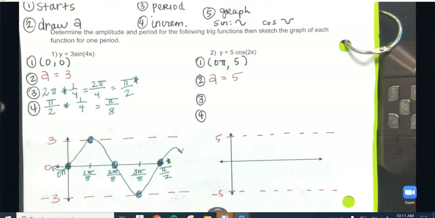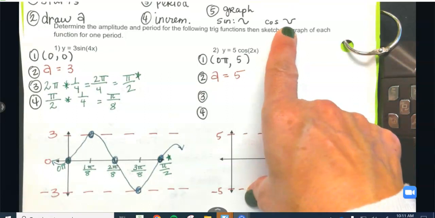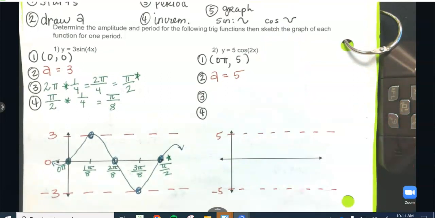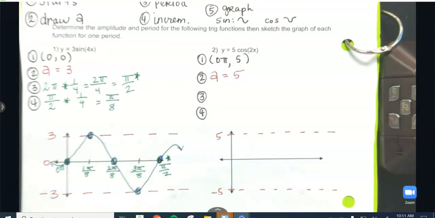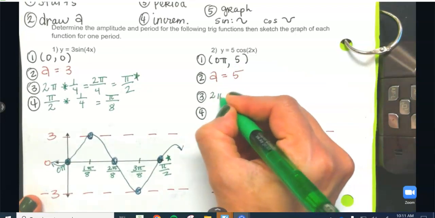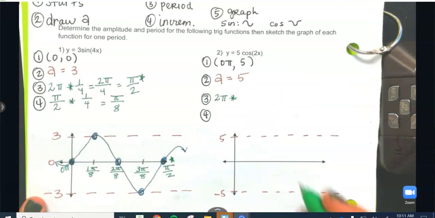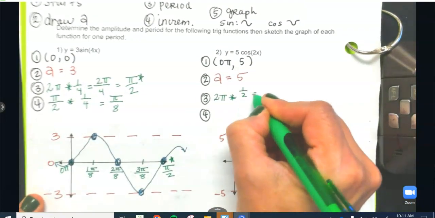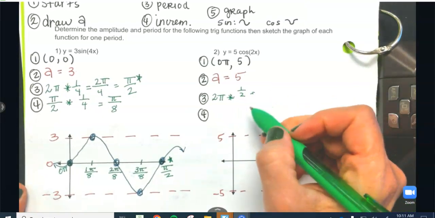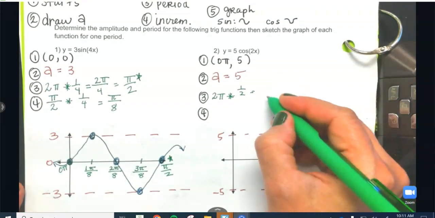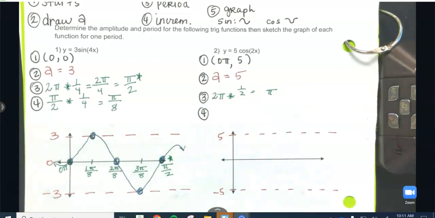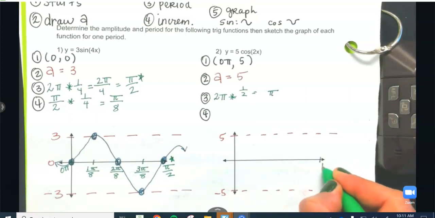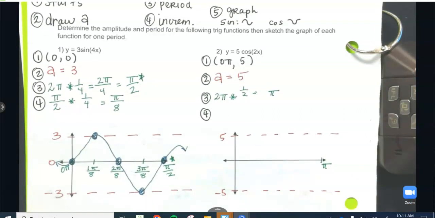All right, remember next is the period. How many radians is it going to take to make this curve, this little valley looking thing? So this is going to be 2 pi times the reciprocal of b, so let's write 1/2. So this is going to be short. That's going to be 2 pi over 2, which is just pi. It's going to take pi radians for it to make a shape. So I know this is going to end in just plain pi.